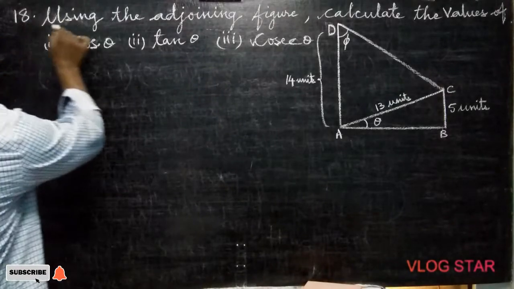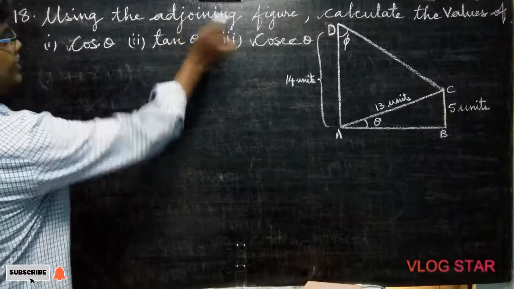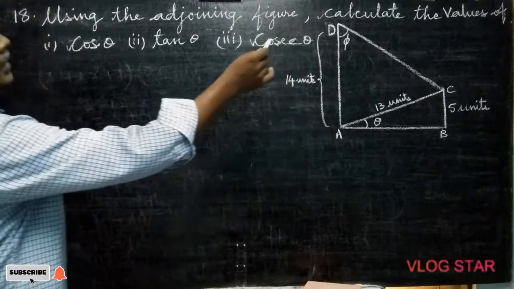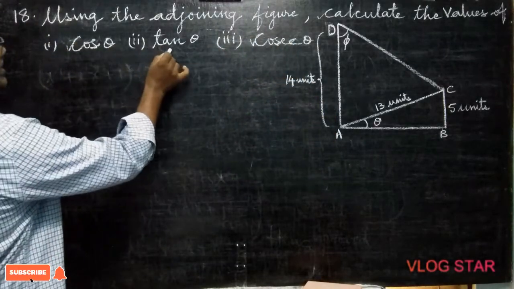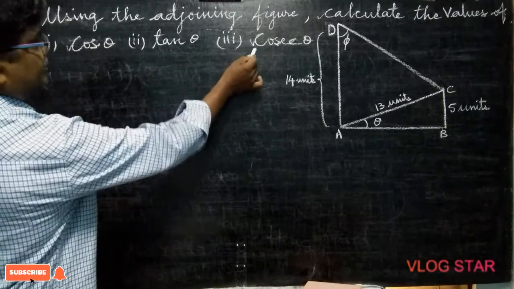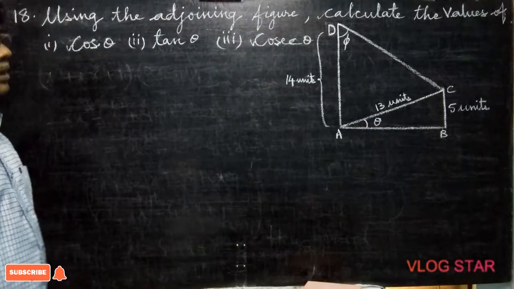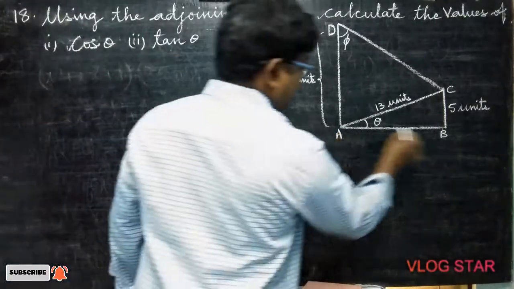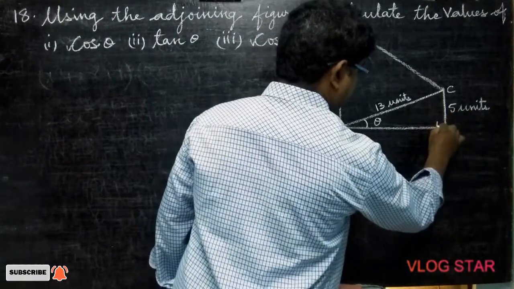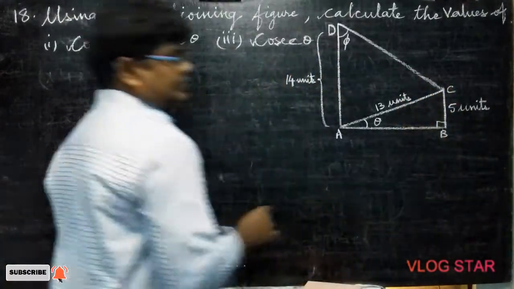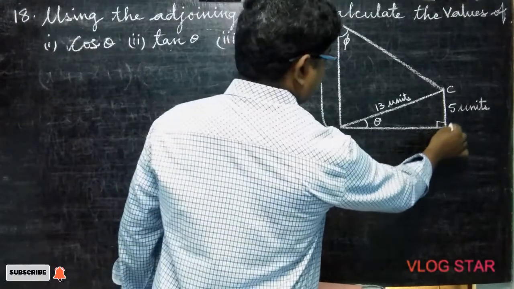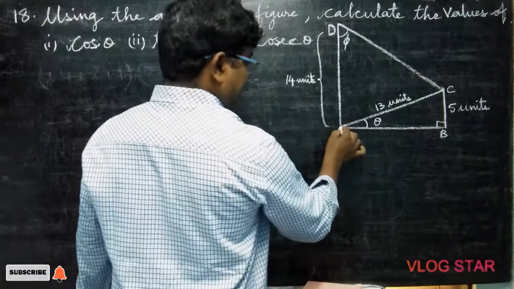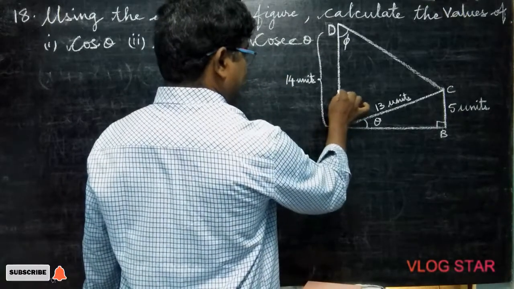18th problem: using the adjoining figure, that is the figure given, calculate the values of first one cos theta, second one tan theta, third one cosecant theta. In the given figure, ABC is a right angle triangle, keep in mind. And how much is BC? 5 units. Here also 5 units you keep.